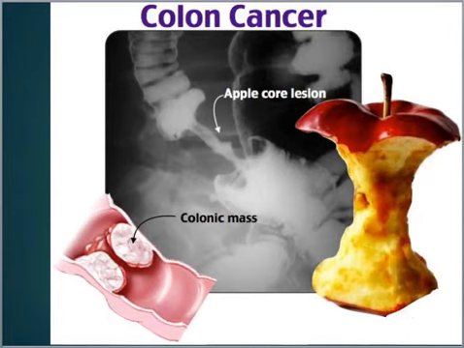This is a picture of colon cancer, and a lot of times the sign of this type of colon cancer is an apple core lesion. If you look here where this comes down, it really does look like an apple core. So this is a good indicator of colon cancer. And you can see here what the image would look like on the inside.